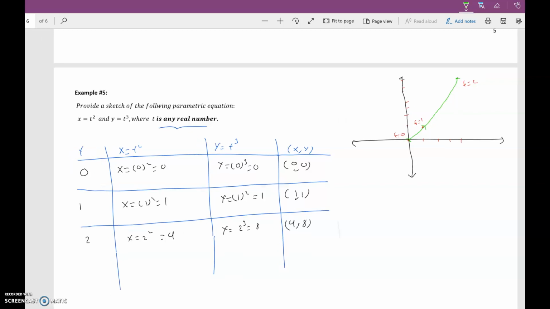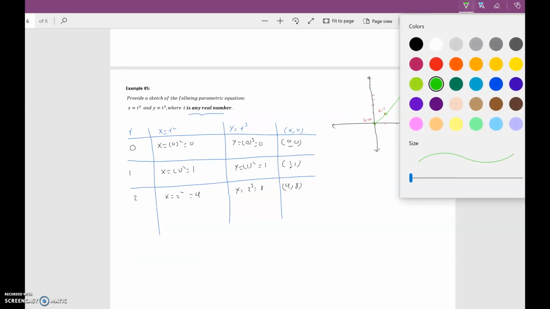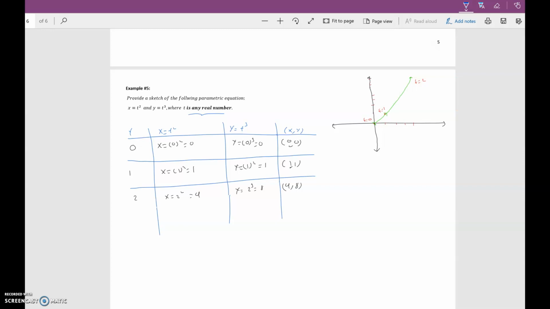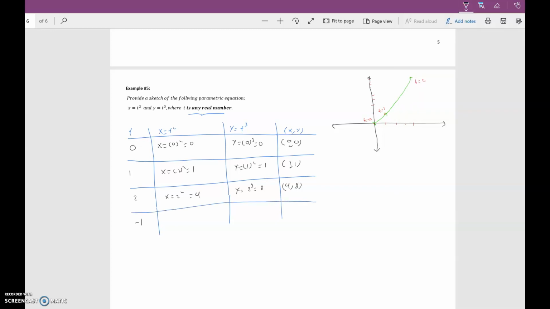And we just need a piece on the negative t, since this one can be technically any value. So let me start with negative 1. So x is equal to negative 1 squared, which is 1. And y is equal to negative 1 to the third, which is negative 1. So we're looking at 1, negative 1. So that is going to be here. This is t is equal to negative 1.